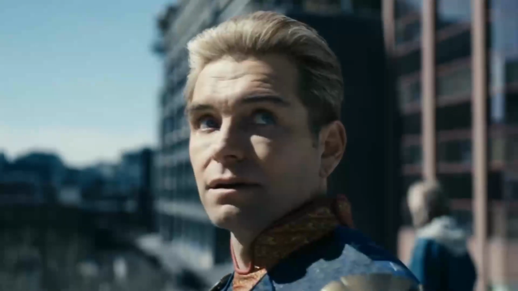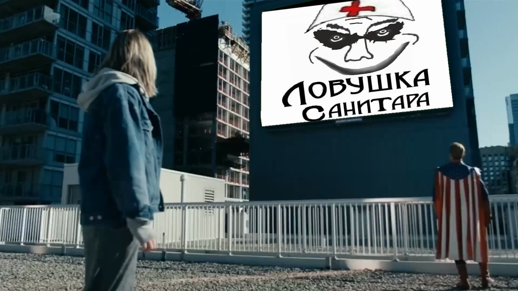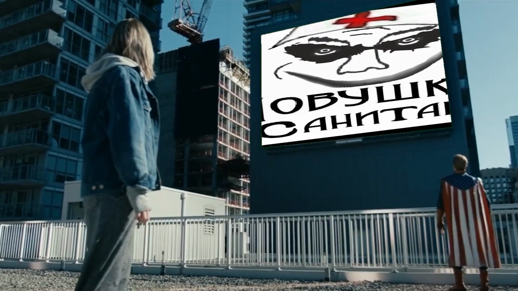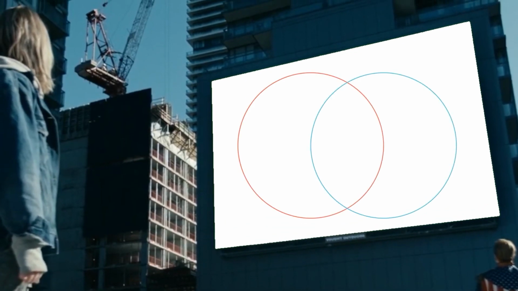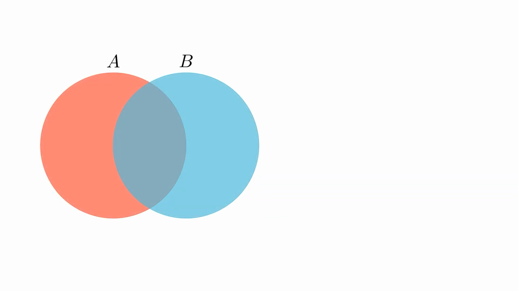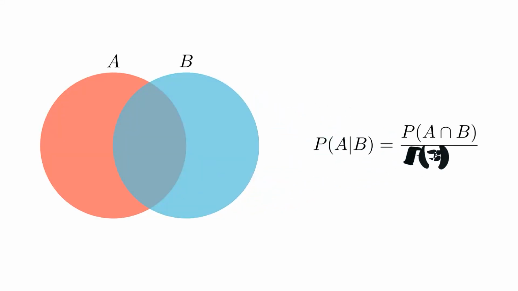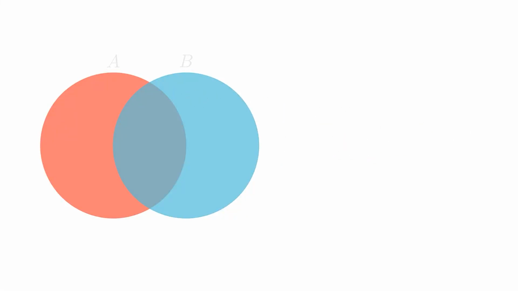Conditional probability is the probability of an event occurring given that another event has occurred. It is calculated by dividing the probability of both events occurring by the probability of the event that has already occurred. In mathematical terms, if A and B are two events, the conditional probability of A given B is calculated as P(A|B) equals P(A and B) divided by P(B).